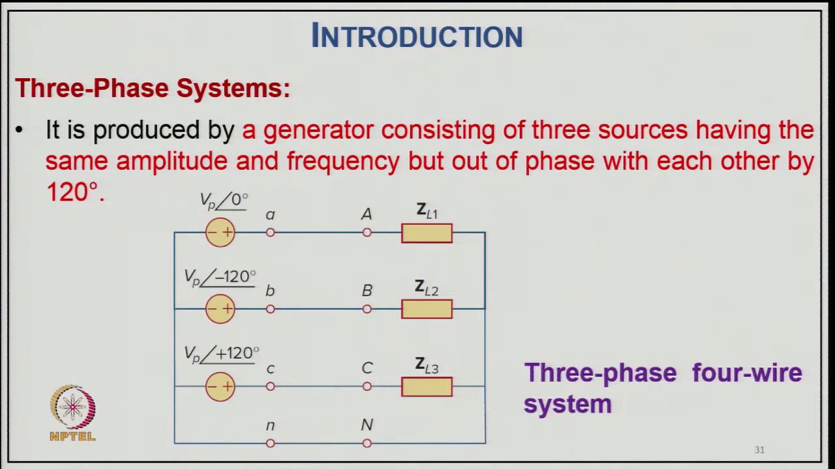Since you have a 3 phase, it should be like 360 divided by 3. So typically you have 3 phases starting from 0, then minus 120, then plus 120 or minus 240, and that we call a 3 phase supply system. Of course, sometimes we have a neutral to provide the single phase load, as you can see here.